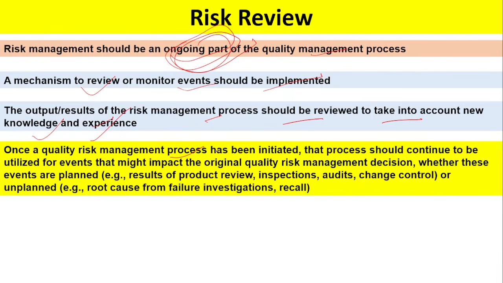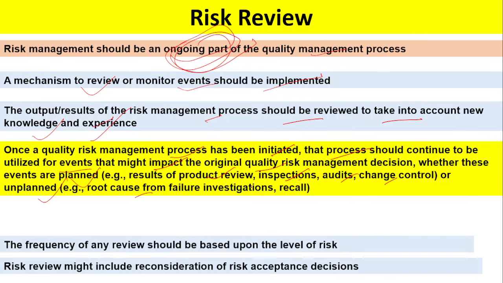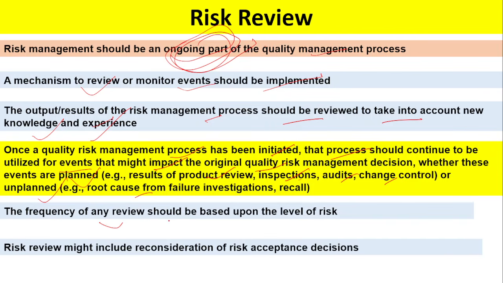Once a quality risk management process has been initiated, that process should continue to be utilized for events that might impact the original quality risk management decision, whether these events are planned, results of product review, for example, inspections, audits, change control, or unplanned root cause from failure investigations or recall. The frequency of any review should be based upon the level of the risk. Risk review might include reconsideration of risk acceptance decisions.